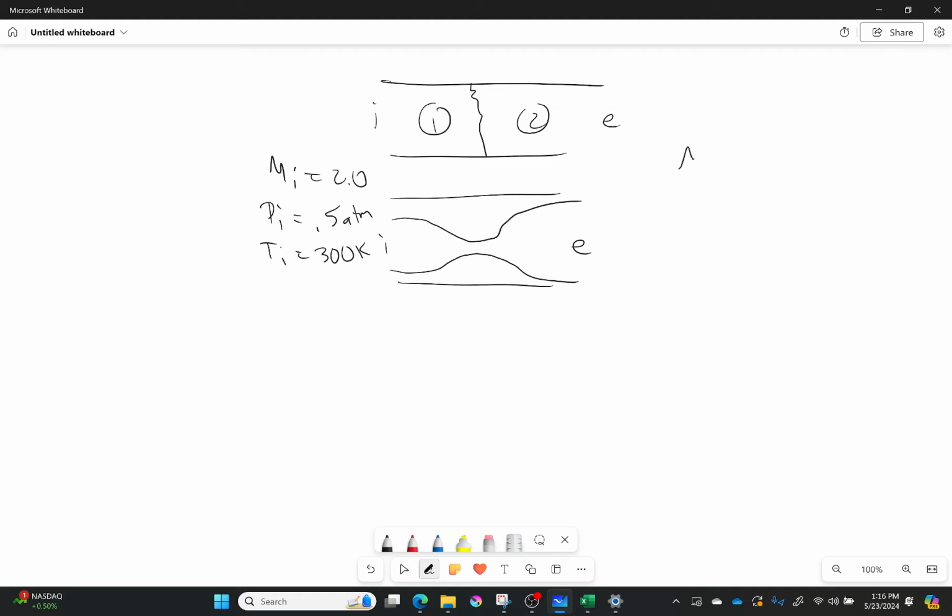My question then is, what is my exit Mach number, exit temperature, exit static pressure, and what is the ratio of my exit stagnation pressure to my initial stagnation pressure? This last one is a measure of the efficiency. If I was perfectly isentropic, that value would be 1. The further I am below 1, the less efficient I am. So we want to see how close this is to 1 for both scenarios.